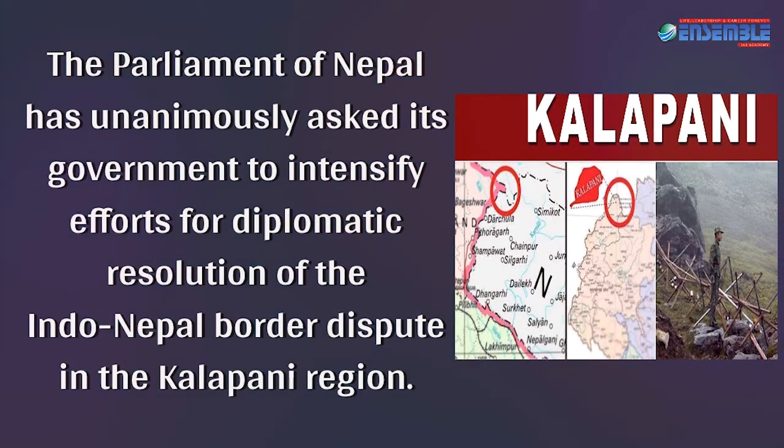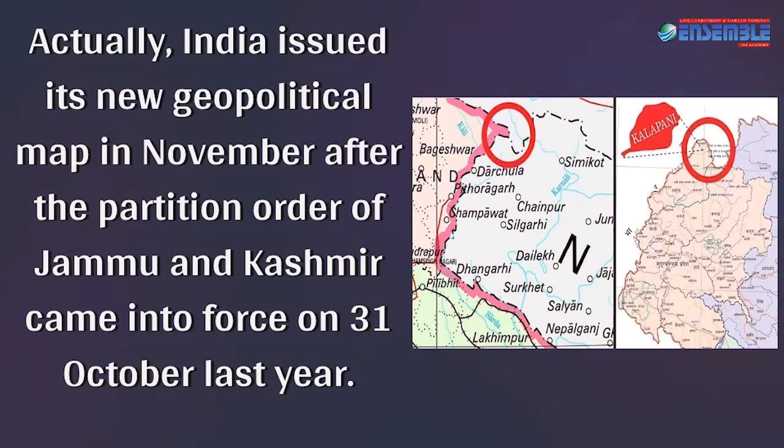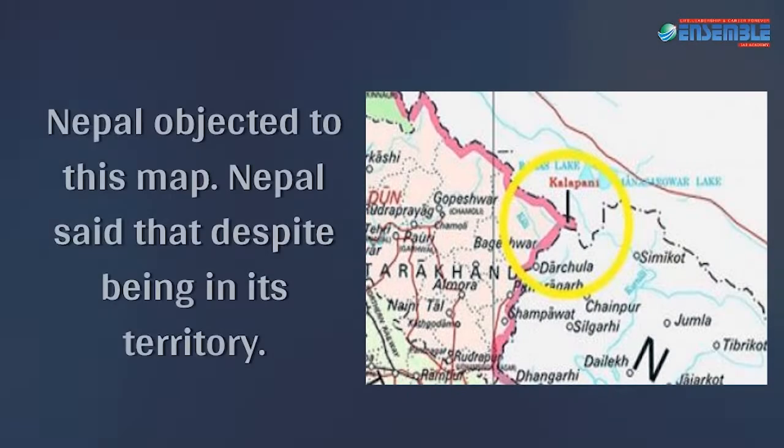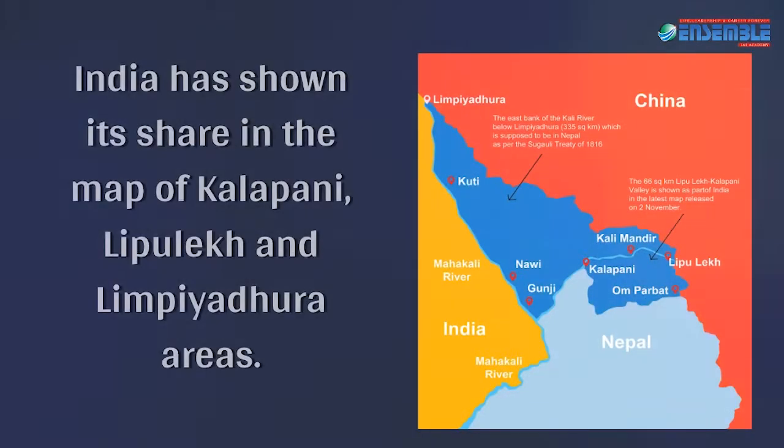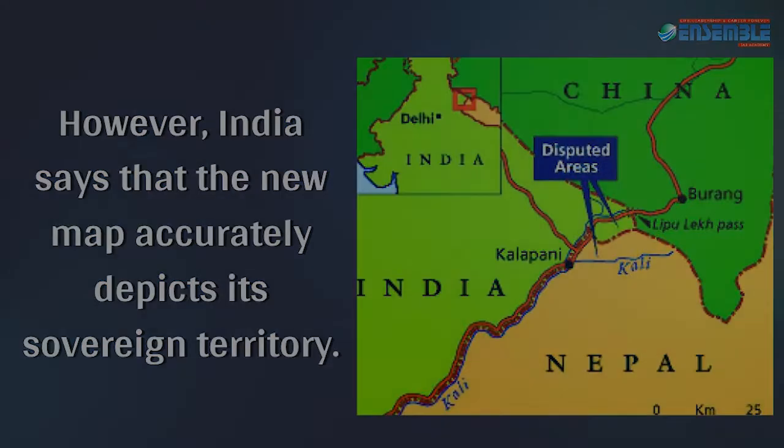in the Kalapani region. Actually, India issued its new geopolitical map in November after the partition order of Jammu and Kashmir came into force on 31st October last year. Nepal objected to this map. Nepal said that despite being in its territory, India has shown its share in the map of Kalapani, Lipulekh, Yadura areas. However, India says that the new map accurately depicts its sovereign territory.